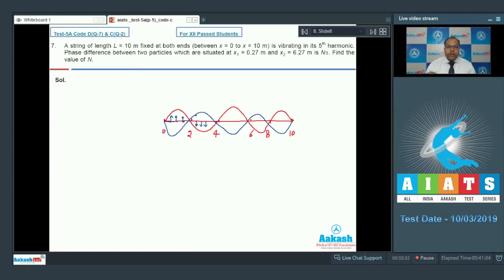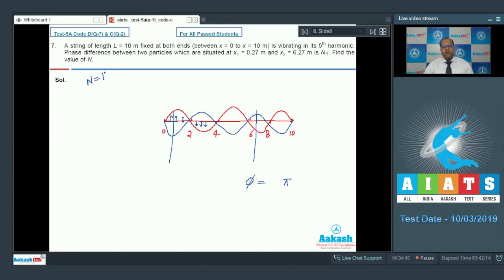Now in the given question, the value of x1 is 0.27, which lies in this loop, and the value of x2 is 6.27, which lies in this loop. The points lying between 2 to 4 and 6 to 8 are in the same phase. So we can say that the particles situated at 0.27 and 6.27 are in opposite phase. So the phase difference between them must be equal to pi. On comparison, the value of n comes out to be 1. So the correct answer for question number 7 is 1.